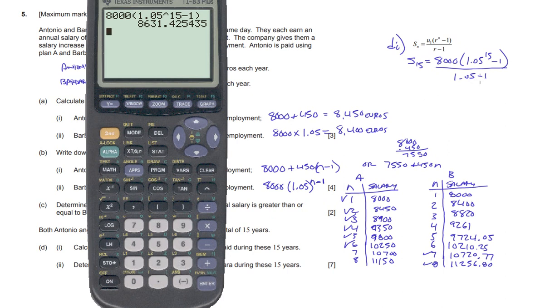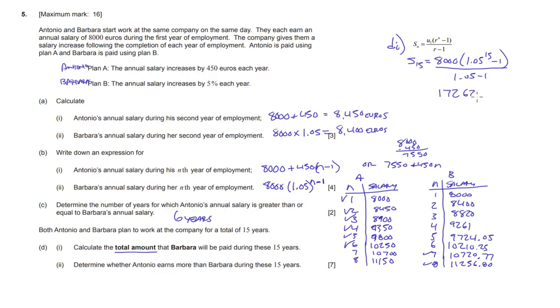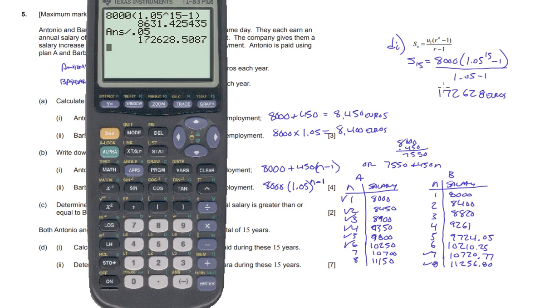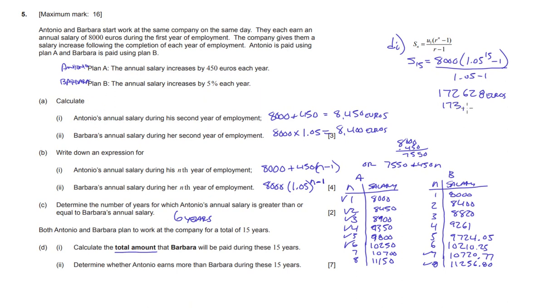You can figure this out ahead of time, but look, 1.05 minus 1 is just 0.05. So divide by 0.05, and we get that she makes a lot of money, 172,628 euros. Actually it's 29 if we rounded that, but we're going to round this number anyway. So it's going to be 173,000 euros is how much she makes, right? Because we have to round to 3 significant figures.